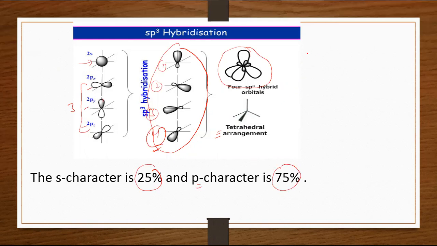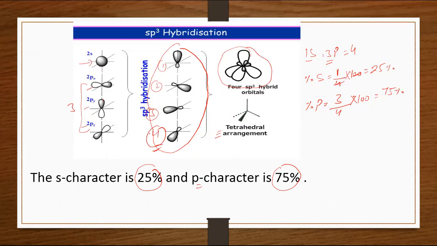You can observe there is one s and three p orbitals, in which the percentage of s character, how we will calculate: the total number of atomic orbitals is 4. So s orbital is 1 and total number of atomic orbitals is 4, into 100. The value comes to be 25%. The percentage of p character is 3, the total number of p orbitals, divided by 4 into 100, is equal to 75%.